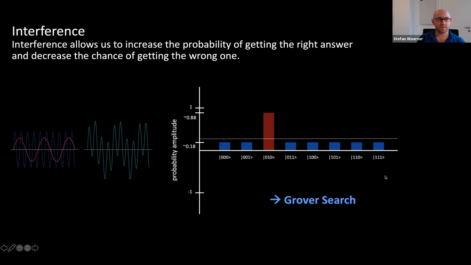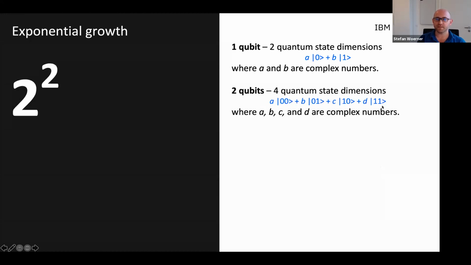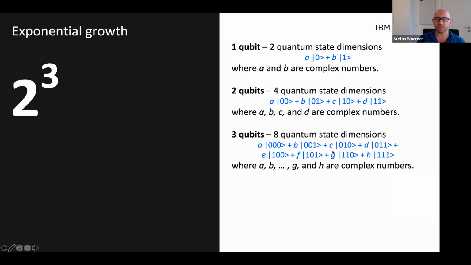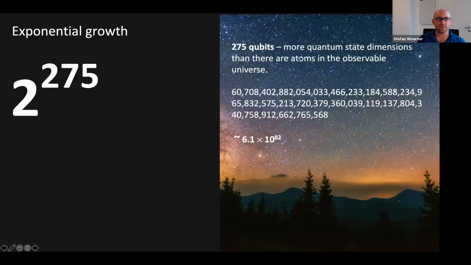All right. Now, very briefly, we talked about the single qubit and how to represent the state of a single qubit, and there are 2 basis states, so we can represent that with 2 complex numbers. If it's 2 qubits, there are 4 basis states, and so on. It's 8. It grows exponentially with the number of qubits. So if it's n qubits, it's 2 to the n quantum states. And just to put this somewhat into relation, if we think about a system with 275 qubits, then the number of basis states actually exceeds the number of atoms in the observable universe.